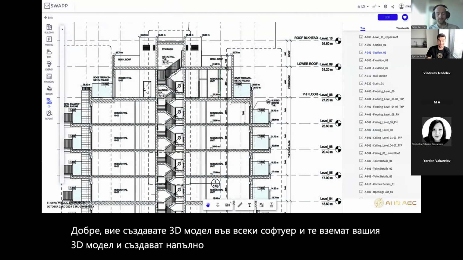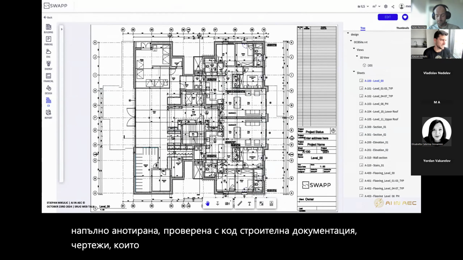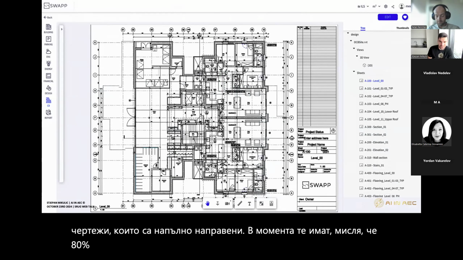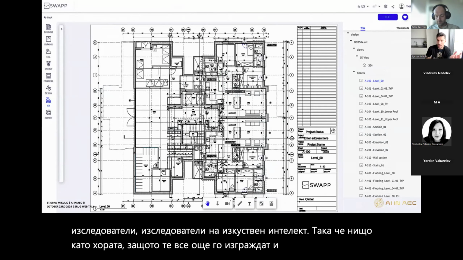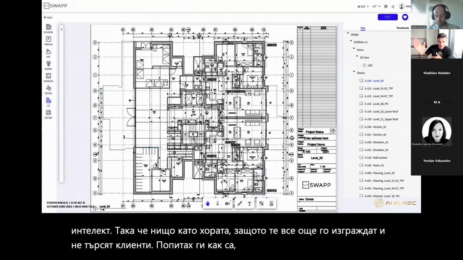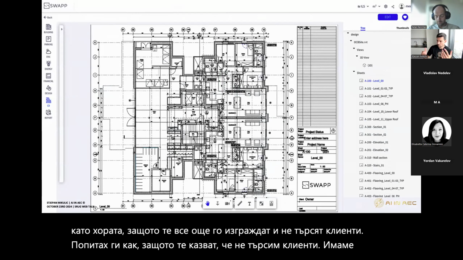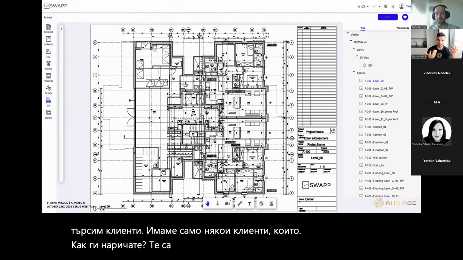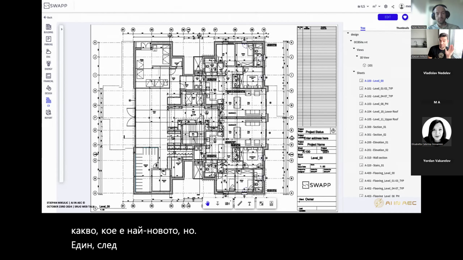I mean, this changes everything if you ask me. These are fully annotated, code-checked construction documentation drawings that are fully done. They currently have, I think, 80% of their employees as AI researchers, because they're still building it and they're not looking for clients. I asked them, and they said they only have some clients for testing, just to test the newest version. But once they launch, it's going to be a big thing, I promise you.